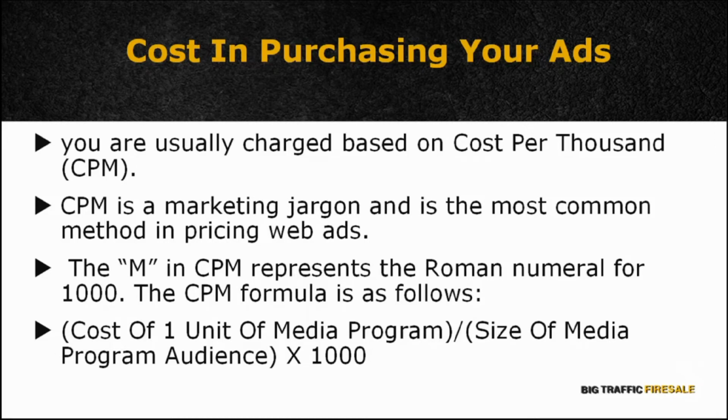That's CPM. CPM is marketing jargon and is the most common method of pricing web ads. It refers to the cost of a media vehicle reaching 1,000 people in audience. Some solo ad sites will charge you based on their fixed rate. For instance, it'll cost you $1,500 to advertise to a mailing list of a specific size. The M in CPM represents the Roman numeral for 1,000. The CPM formula is as follows: cost of 1 unit of media program divided by size of media program audience, times 1,000.